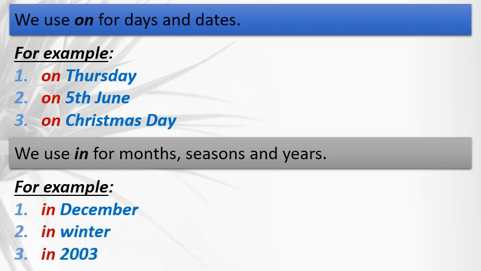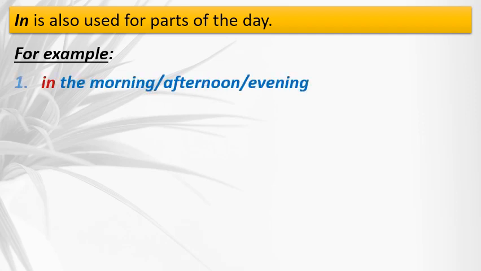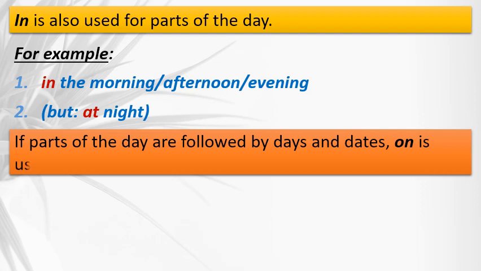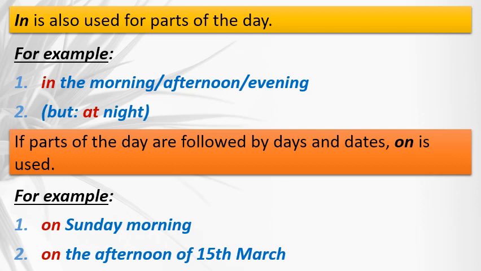Number 3, in 2003. Now let us see rule number 14. In is also used for parts of the day. To clarify it, let's see some examples. Number 1, in the morning, afternoon or evening. But note one thing, for night we are using at. Let us see rule number 15. If parts of the day are followed by days and dates, on is used. To clarify it, let's see some examples. Number 1, on Sunday morning. Number 2, on the afternoon of 15th March.